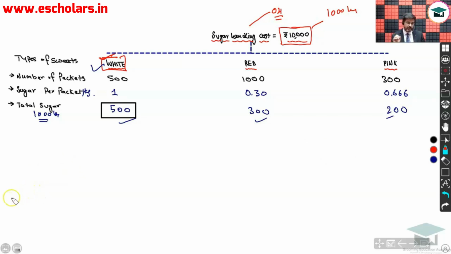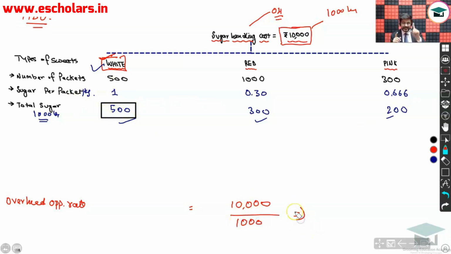Now what I am going to do is calculate the overhead apportion rate. Yes, in this system also we calculate the overhead apportion rate. Pay attention. What is your total overhead cost? Sir, 10,000. Now under this ABC system, on what basis are you going to absorb sugar handling cost? Sir, on the basis of weight of sugar, which is 1000 kilogram. So on each kilogram of sugar, how much overhead cost is going to be allotted? Sir, rupees 10 per kg.